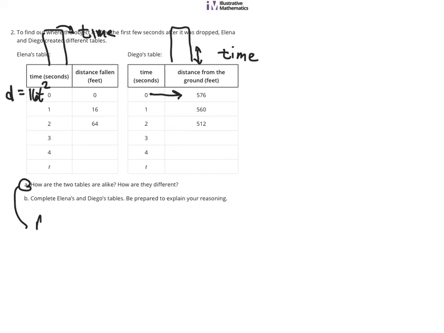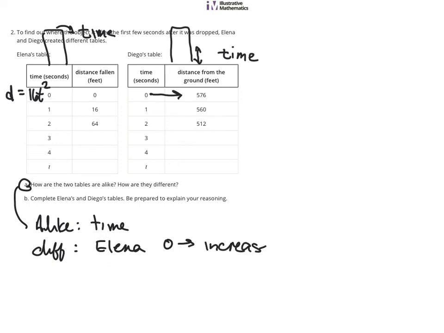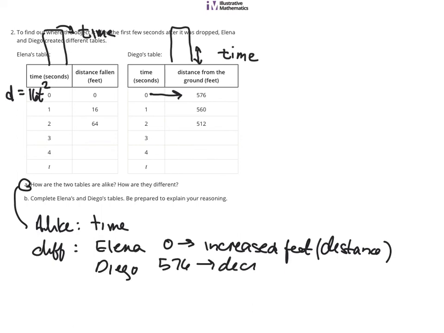So alike, time is the same, and then different. Alina's table is going from 0 increased feet or distance, and then Diego is starting at 576 decreased feet.